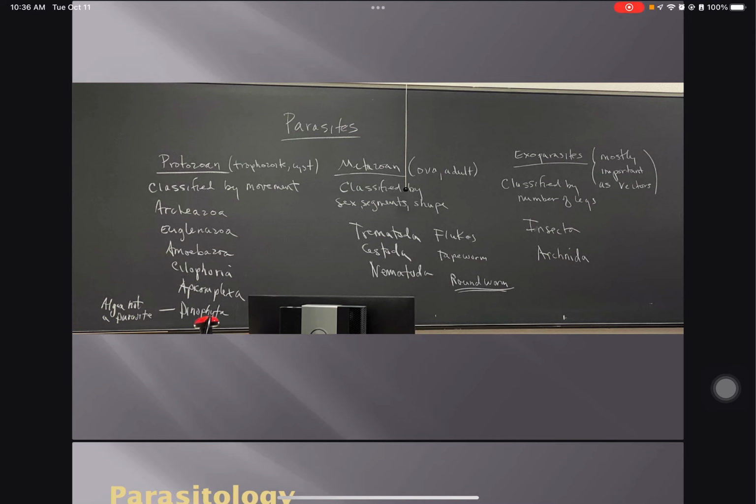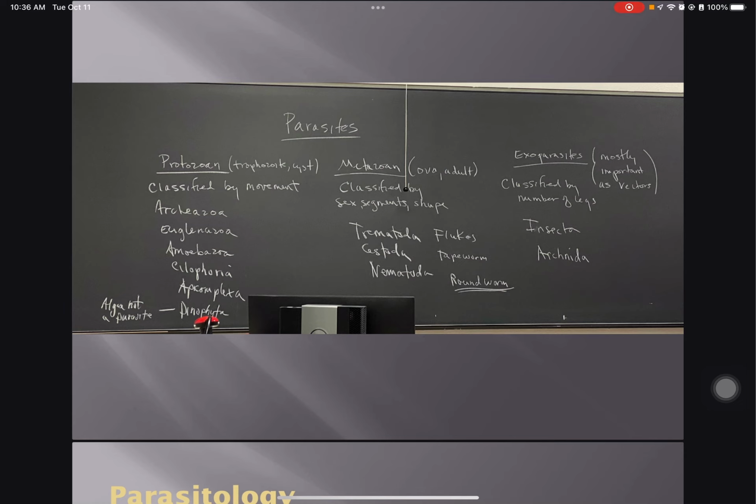You can get bit by a tick and then maybe get Lyme disease. You can get bit by a flea and maybe get plague, right? So there are different organisms that are associated with these organisms. The exoparasites are classified in a lot of different ways, but the easiest way is just to look at the number of legs. The insects have 6 legs.